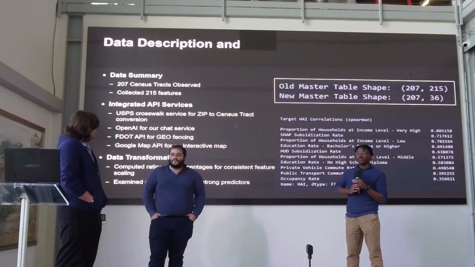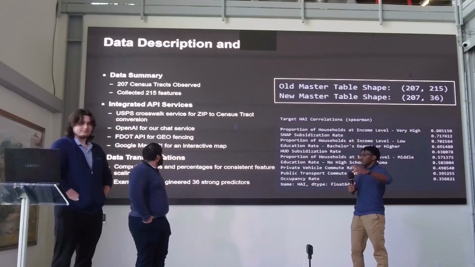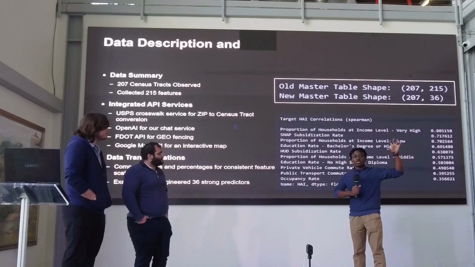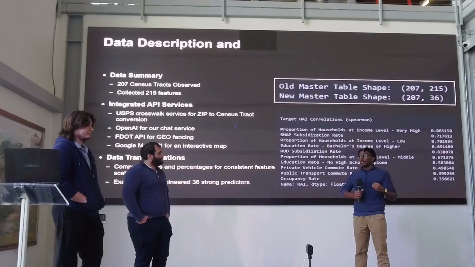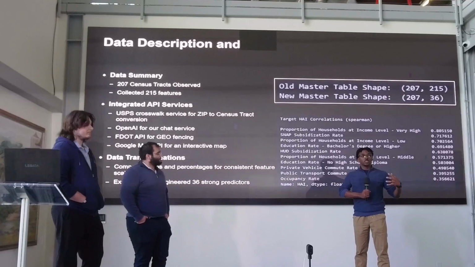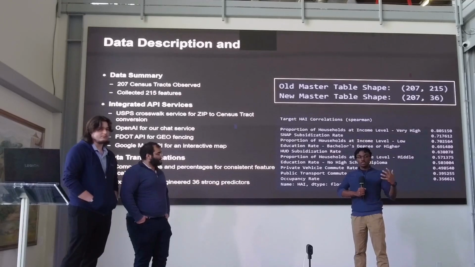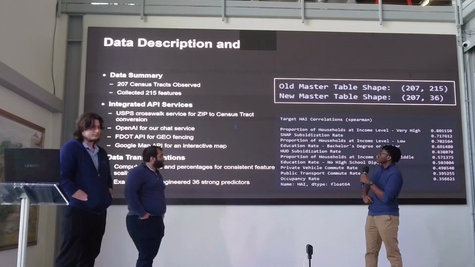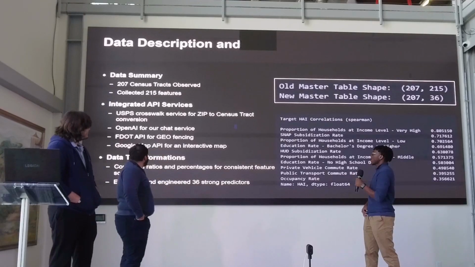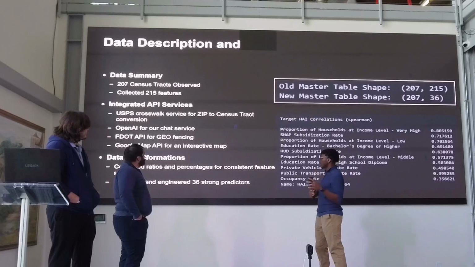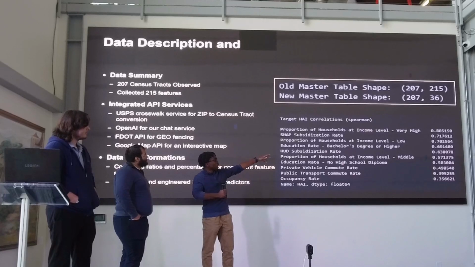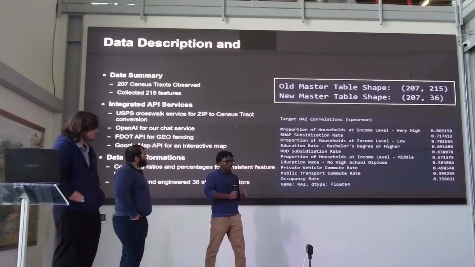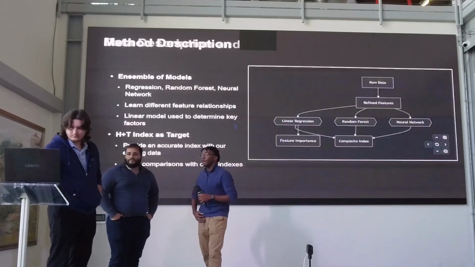Yes. So, beginning with our data set, we were looking at 207 census tracts for the City of Jacksonville. We decided to focus on Jacksonville, so we wanted to have an index designed for the city council people of Jacksonville, for the government workers in Jacksonville. So we initially put down 215 features, and then we feature engineered that down to 36 strong predictors. And if you look behind here, you see we have very strong correlations with our target variable, which I'll get to on the next slide.